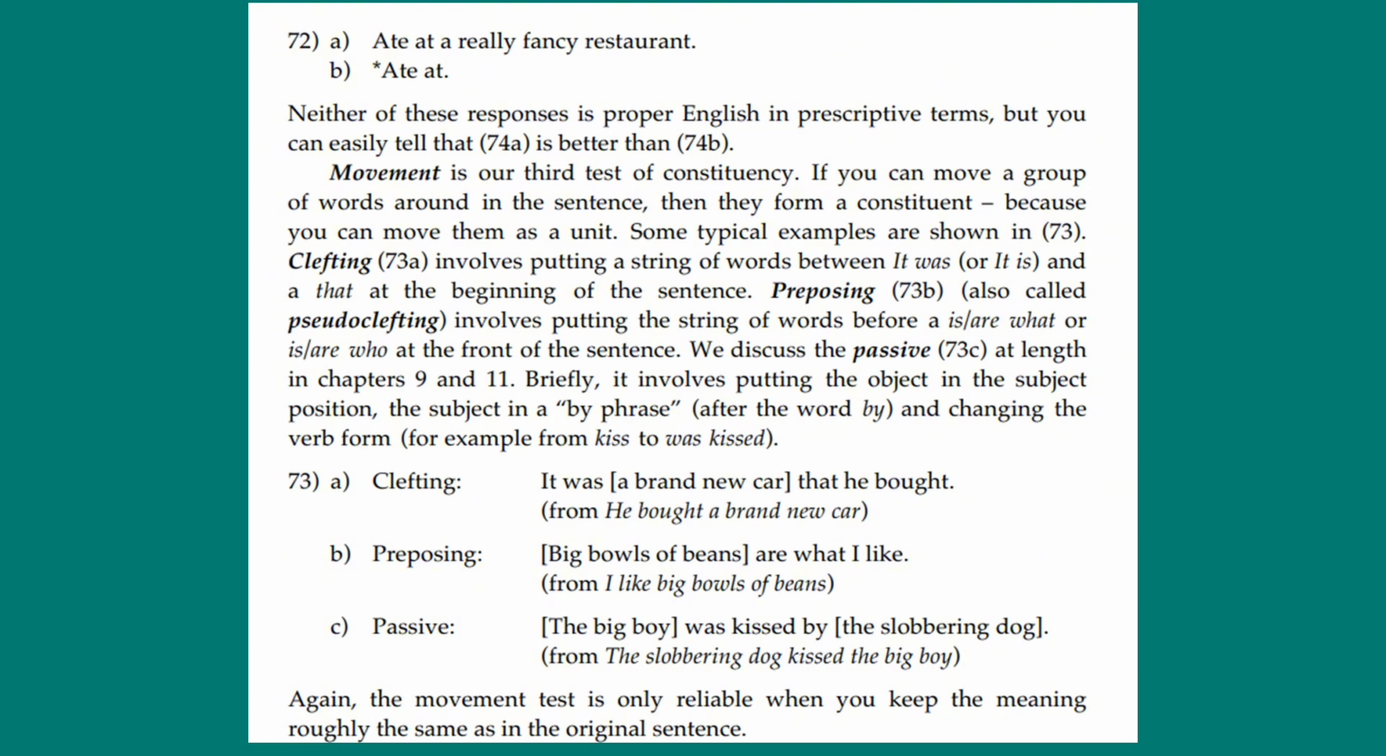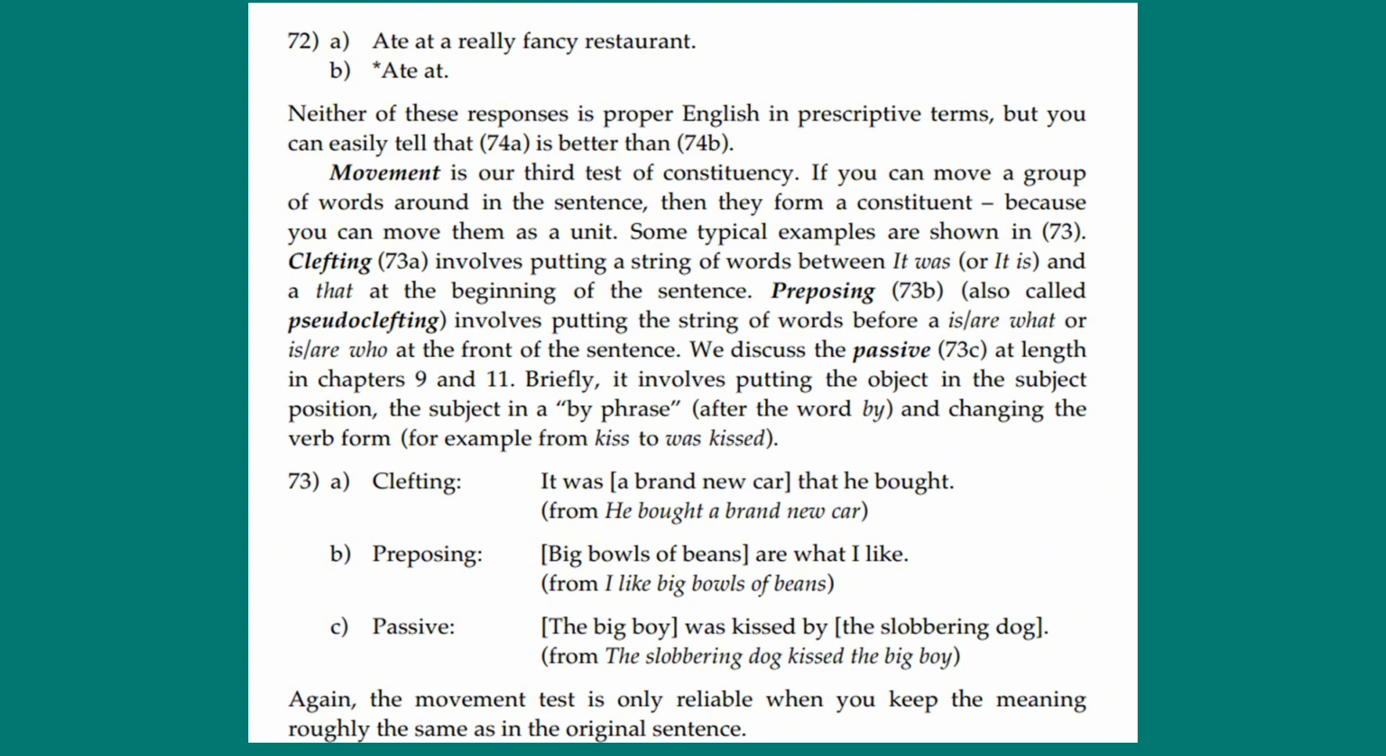Movement is our third test of constituency. If you can move a group of words around in the sentence, then they form a constituent because you can move them as a unit. Some typical examples are shown in 73. Clefting involves putting a string of words between it was or it is and a that at the beginning of the sentence. Preposing, also called pseudo-clefting, involves putting the string of words before an is, with what or who at the front of the sentence.